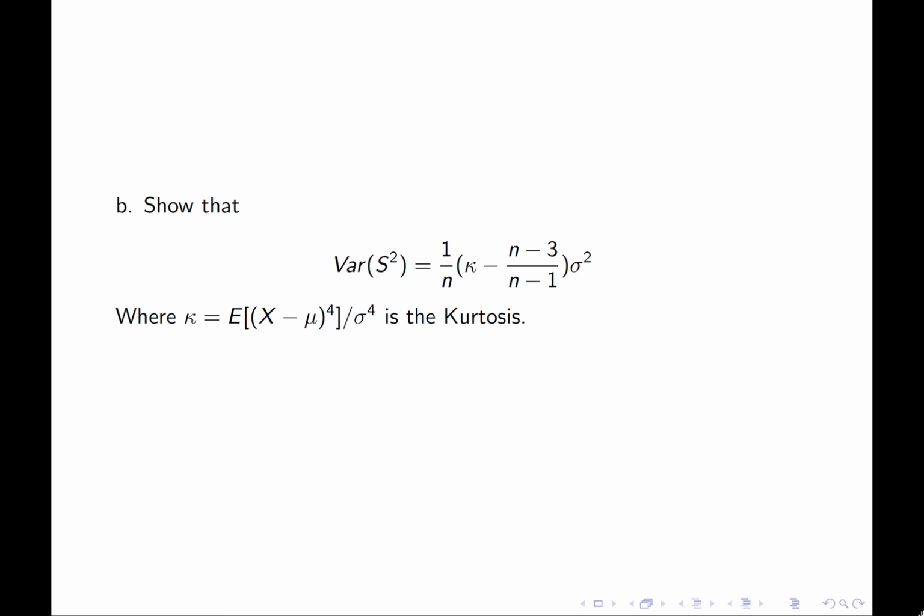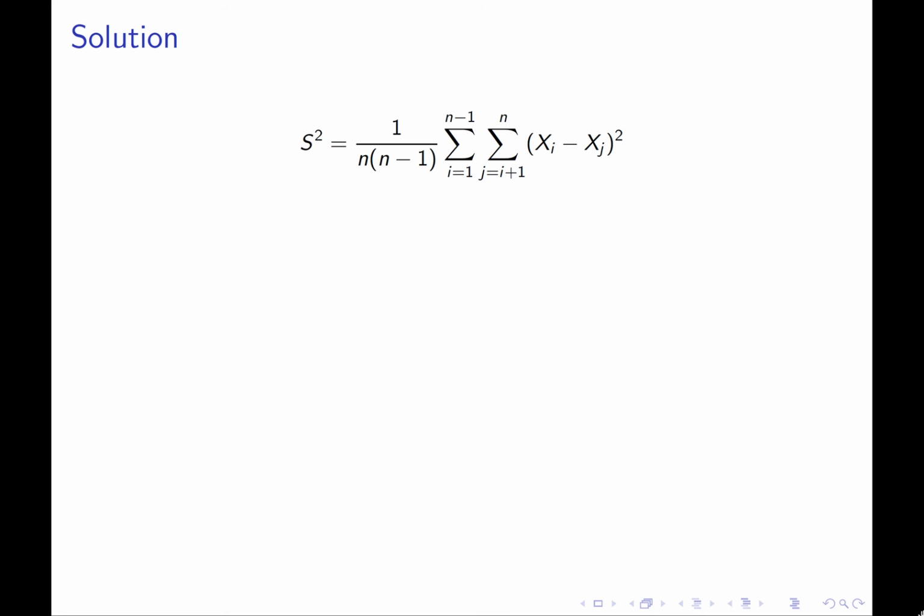So part B says show the variance of S squared is equal to this, where kappa is going to be our kurtosis. So this question is a little bit difficult. It requires us to prove basically from scratch. We're starting from the definition of our sample variance, except we're going to be expressing our sample variance in a different form. So the form we're going to express our sample variance in is this form instead. And then we take the variance of both sides. So taking the variance of both sides, we obtain this.